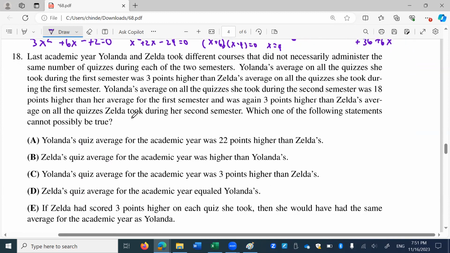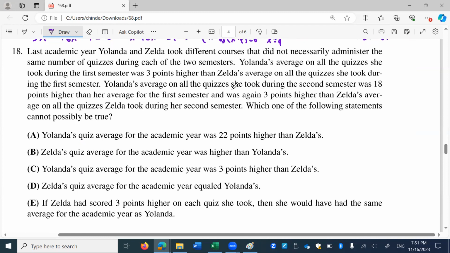Okay. Last year, Yolanda and Zelda took different courses that did not necessarily have the same number of quizzes during each semester. Yolanda averaged on all the quizzes in the first semester 3 points higher than Zelda's. Yolanda's average in the second semester was 18 points higher than her first semester, and again, 3 points higher than Zelda's.